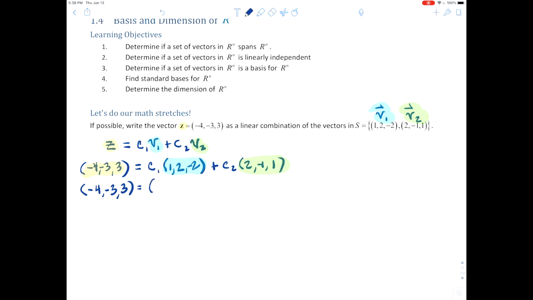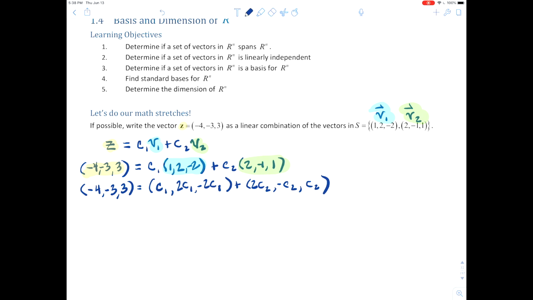Here, this could be what? C1, 2C1, -2C1, plus 2C2, -C2, and C2. All I did was bring the scalars C1 and C2 into their vectors.